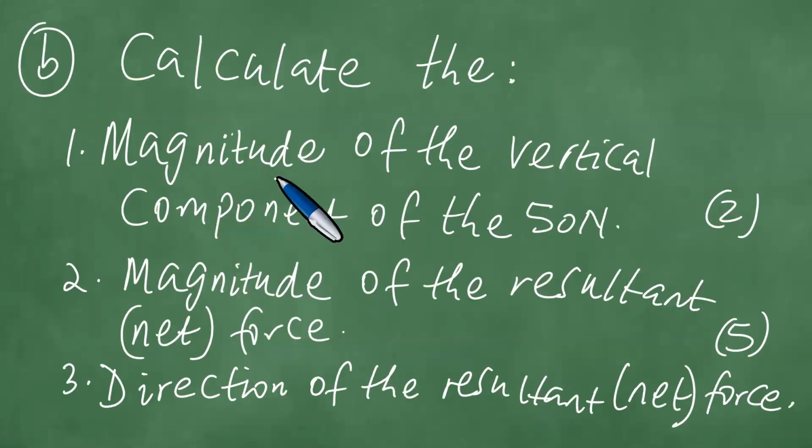We are to calculate the magnitude of the vertical component. The minute the examiner asks you to find the magnitude, the examiner does not want any direction. They don't want any direction. What they want is only the size of the vertical component. And at this point, we have just found it.